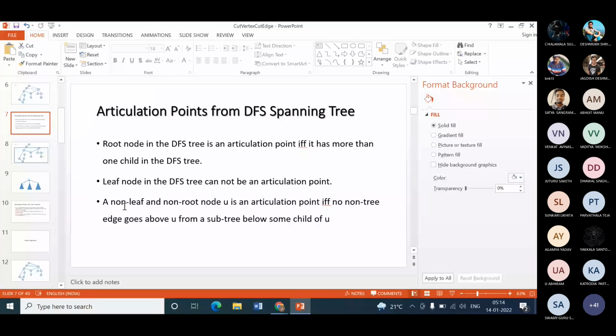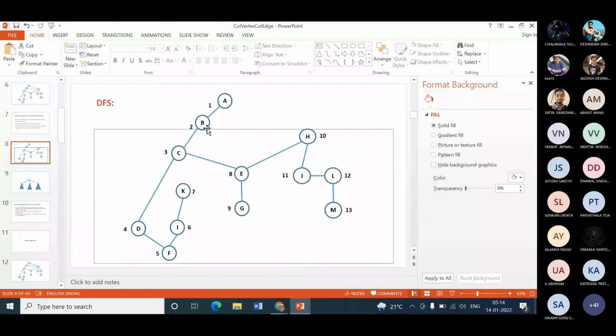So a non-leaf and a non-root node U is an articulation point if no back edge goes above U from a subtree below it. Okay, so B is not a cut vertex because इसके subtree में H है, H से एक back edge A तक गया है. That is why B cannot be a cut vertex. So you can take other examples also.